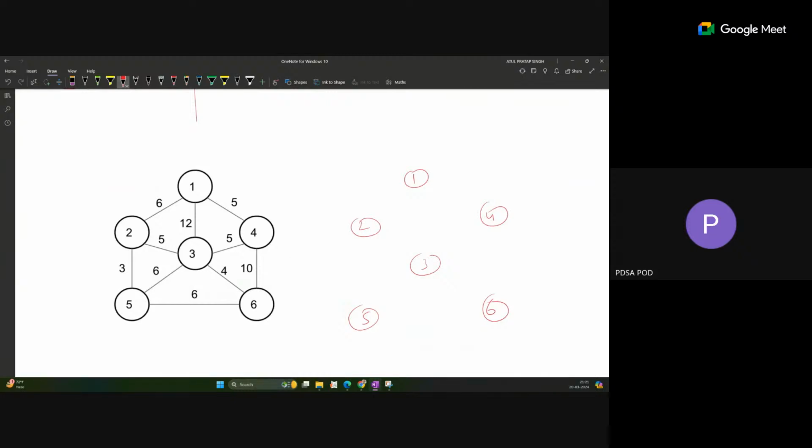So first we will pick 3. If this is the smallest one, definitely it will come in the MST. Because we have 6 vertices in total, we need at least 5 edges. So the 5 smallest should come in the MST according to the MST definition. So 2 to 5, this will definitely come in the MST. Now the next smallest one is 3 to 6, so this also comes in every MST. Sorry, this is 4.